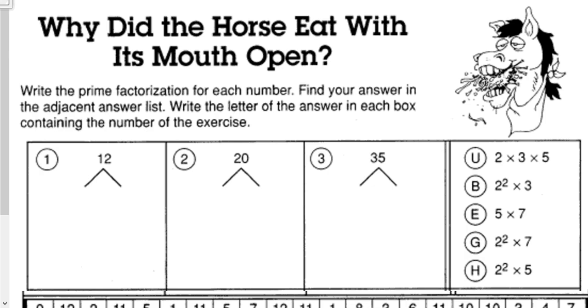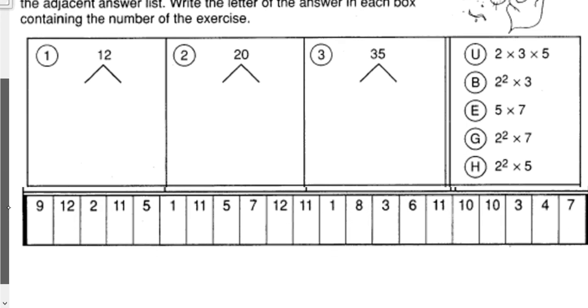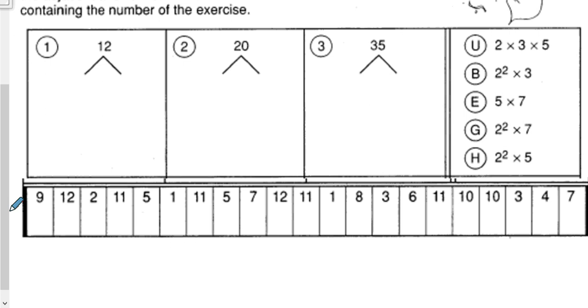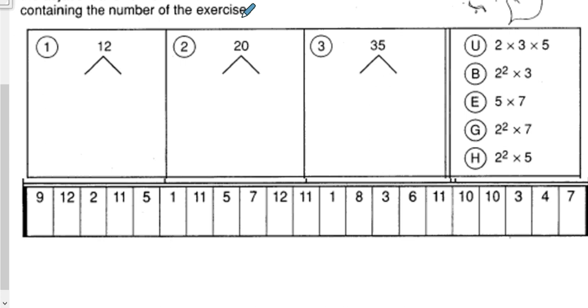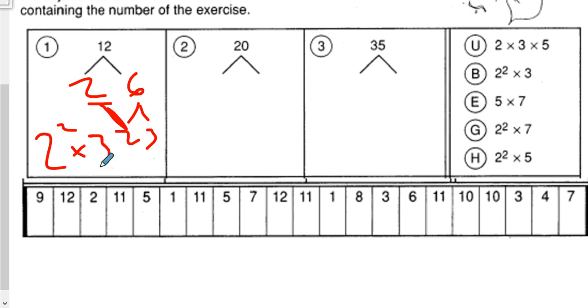And then we get to our homework. These are the ones we did in class. Remember, guys, I don't care about the puzzle, but how it works, once again, some way to divide 12, you have 2 and 6. 2 is prime, that's supposed to be a 6. That's 2 and 3. So I have 2 squared, because I have 2 twos, times 1 three.